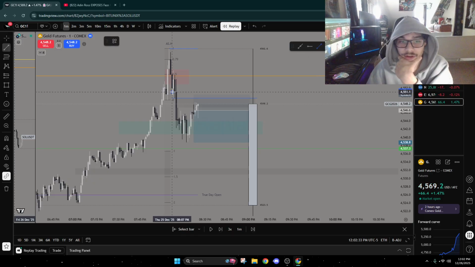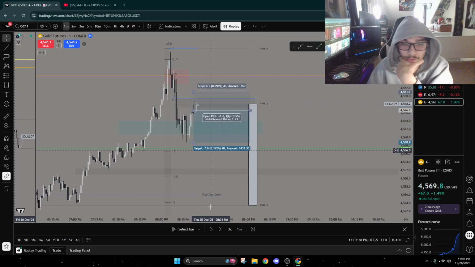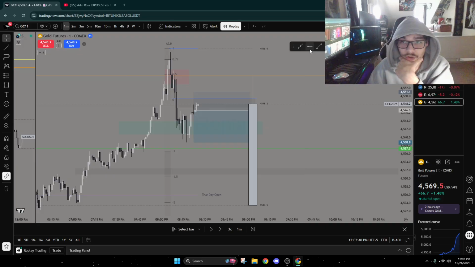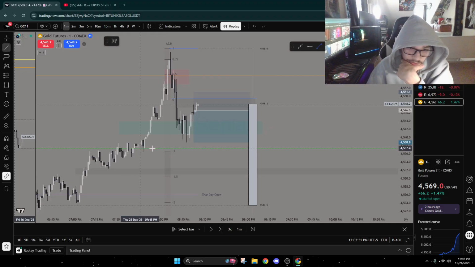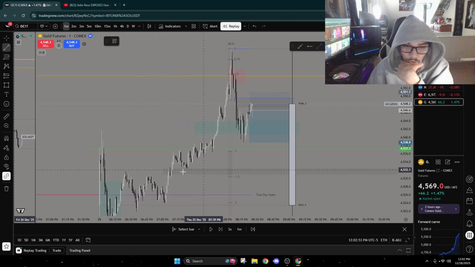Stops were literally the top of this candle right here, so I'll make them up a little bit. And I was only targeting those 5-minute lows that we just put in, retesting that 5-minute gap. And then full TPs would have been this key level, and then true day open also with this.